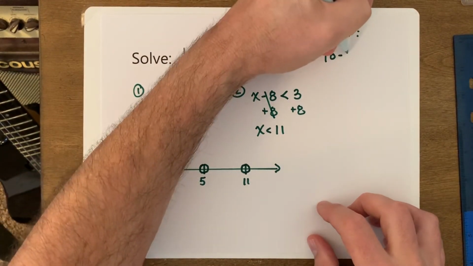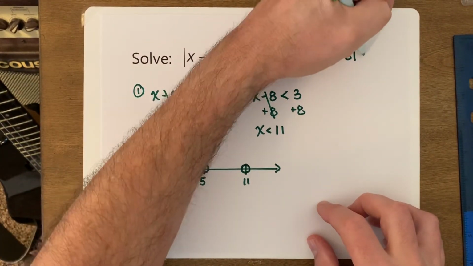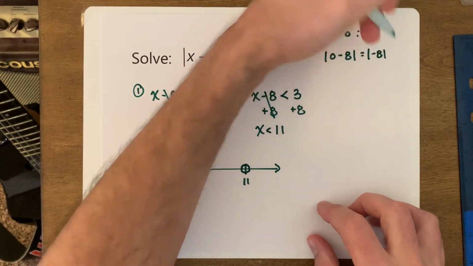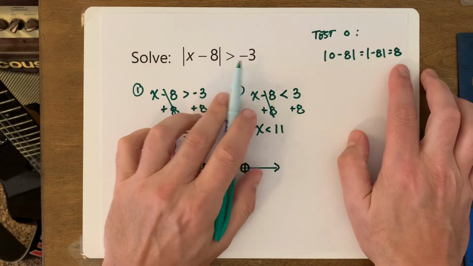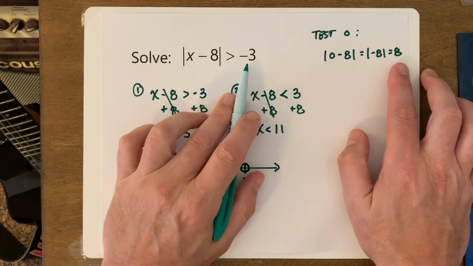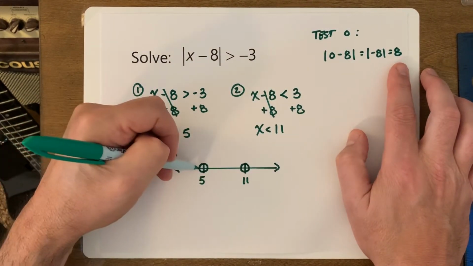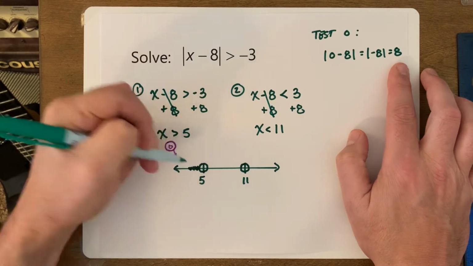So 0 minus 8 is equal to the absolute value of negative 8, which is equal to 8. Is that greater than negative 3? And the answer is yes, it is. And so I would shade over here.